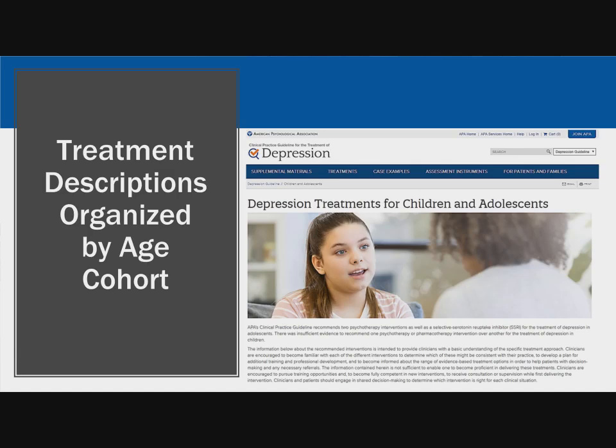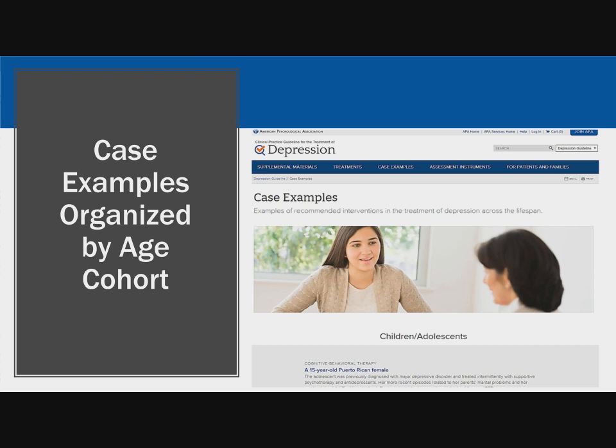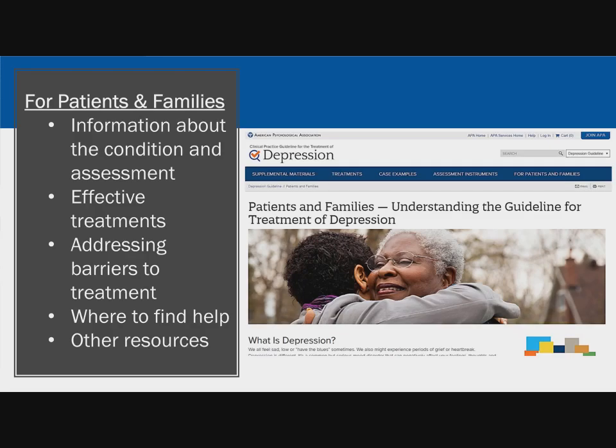Quickly going through, on the website there are treatment descriptions, and those are organized by age cohort. There are also case examples, which can be very helpful as you're trying to think about applying treatments and what it might look like with a particular client. There are some really nice examples on here. There's a section for patients and family with information about the condition and assessment, treatments, barriers to treatments, where to find help, and other resources.